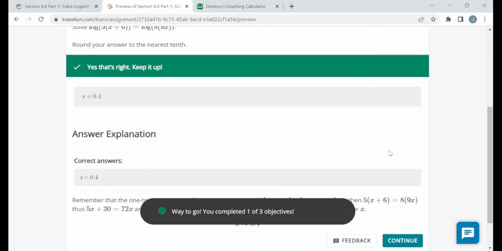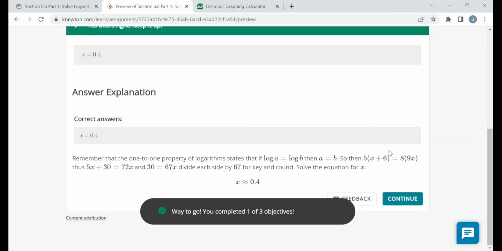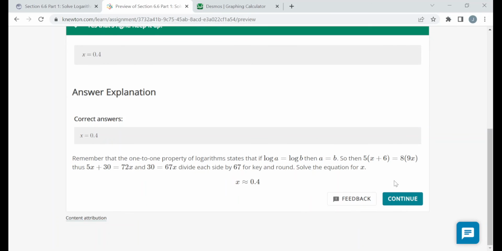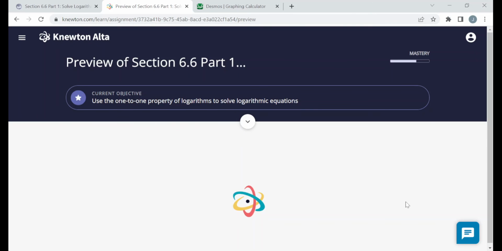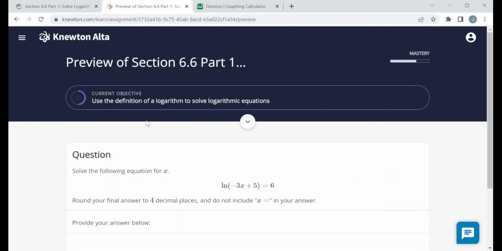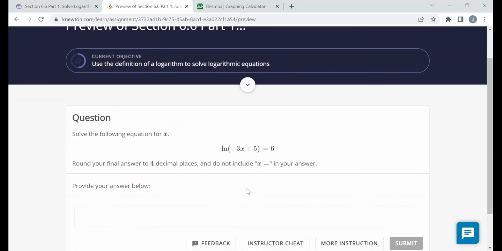Great. All right, so it looks like that objective involving the one-to-one property is done. It's got the two other ones to finish, and we've seen examples of the two other ones. All right, so here's another one where I'm just using the definition of a logarithm, just changing to the equivalent exponential form and then solving.